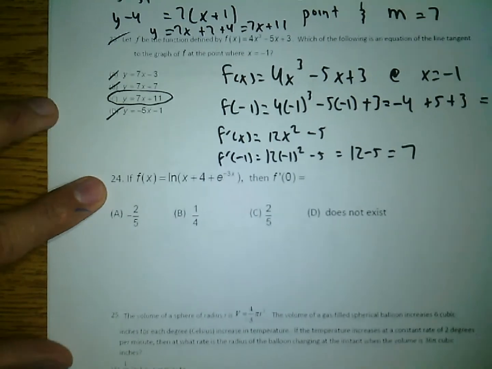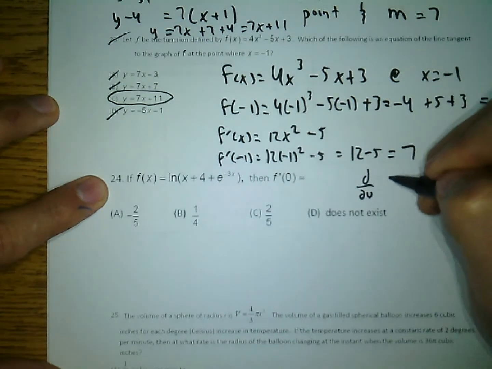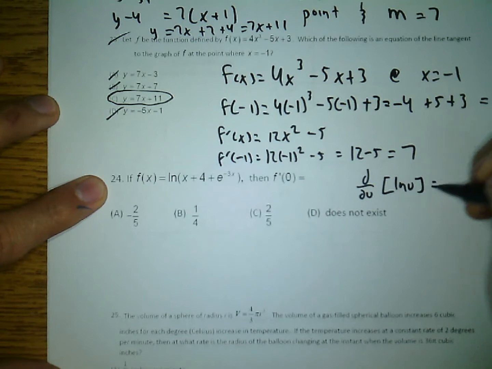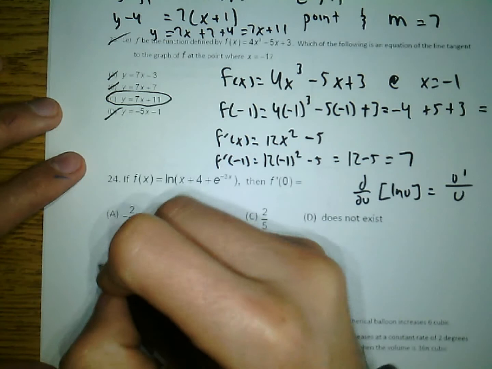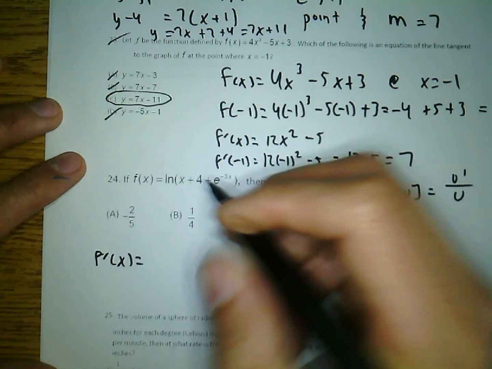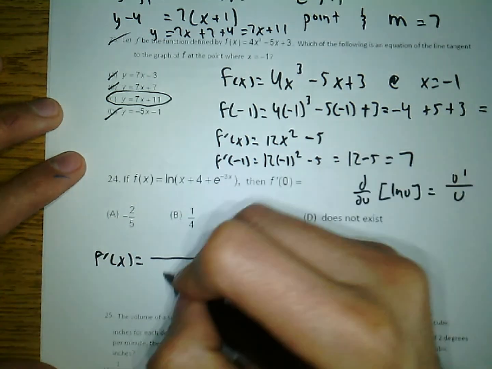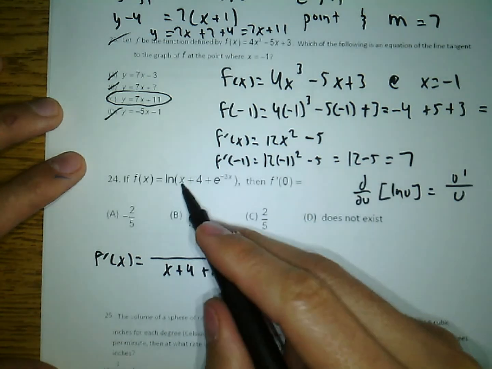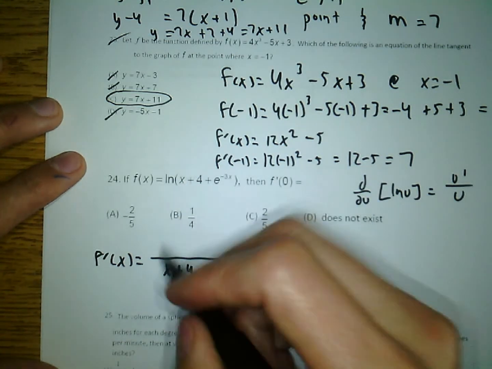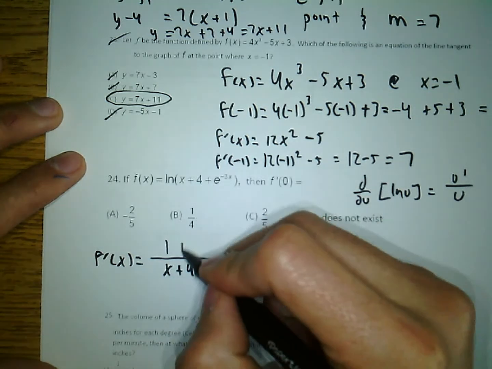Okay. All right. We've got a natural log. So remember, the derivative with respect to u of the natural log of u is equal to u prime over u. So that's what we're going to do here. So f prime. Okay, so u is just x plus 4 plus e to the -3x. So u prime is just the individual derivatives. The derivative of x is just 1. The derivative of 4 is 0.